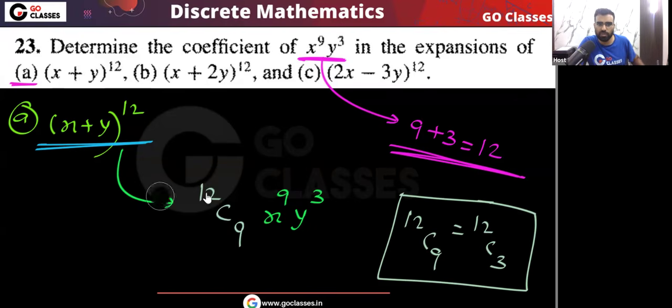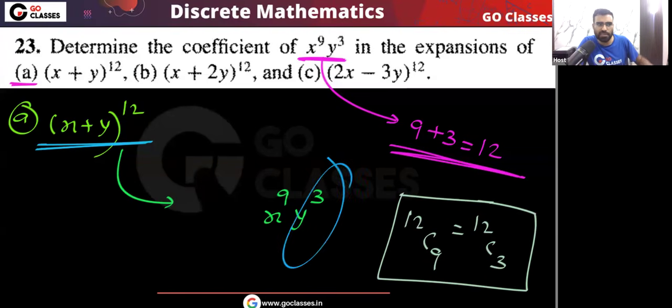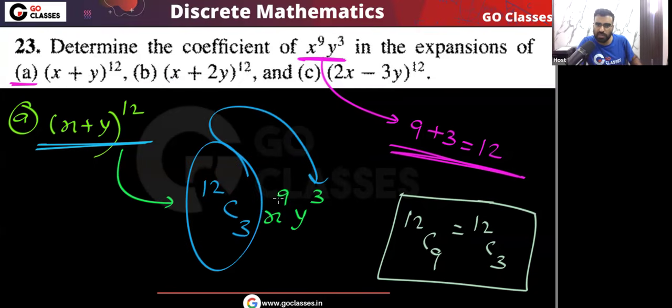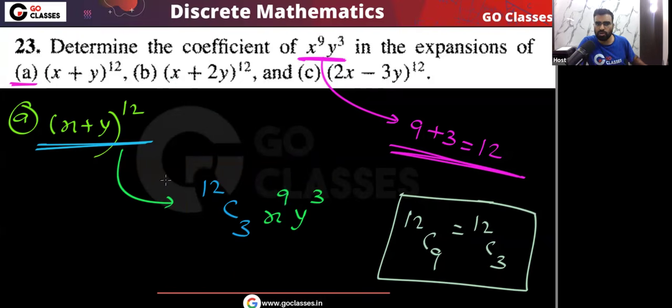Both are fine, because the same question you can solve like this. You can decide which 3 will give you y, and the remaining will give you x. So from these 12 factors, which 3 will give you y? From these 12, I will choose 3, which will give me y, and the remaining will give me x. So you can see the answer will be 12C9, or you can say 12C3. Both are the same.